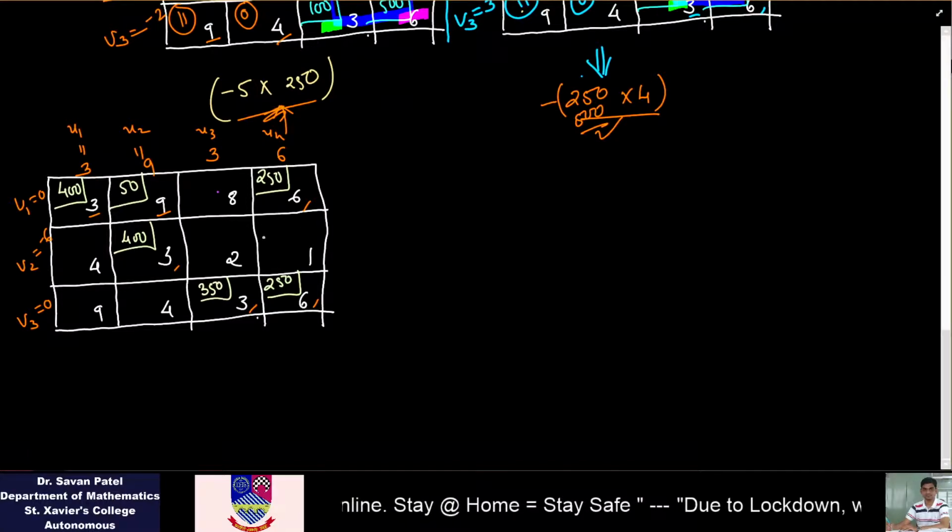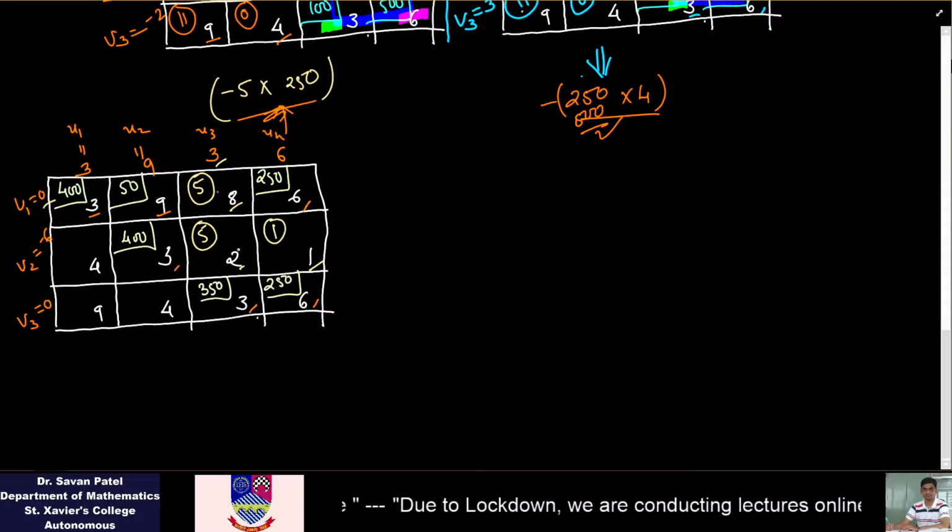Now, we start to find out the values of the additional transportation cost. That is 8 minus 0 plus 3. So 8 minus 0 plus 3 is 3. So 8 minus 3 it is 5. So here additional transportation cost is 5. Here 2. So 2 minus minus 6 plus 3. So minus 6 plus 3 is minus 3. 2 minus 3, so it is 5. Then 1 minus minus 6 plus 6. So minus 6 plus 6 is 0. So it is 1.